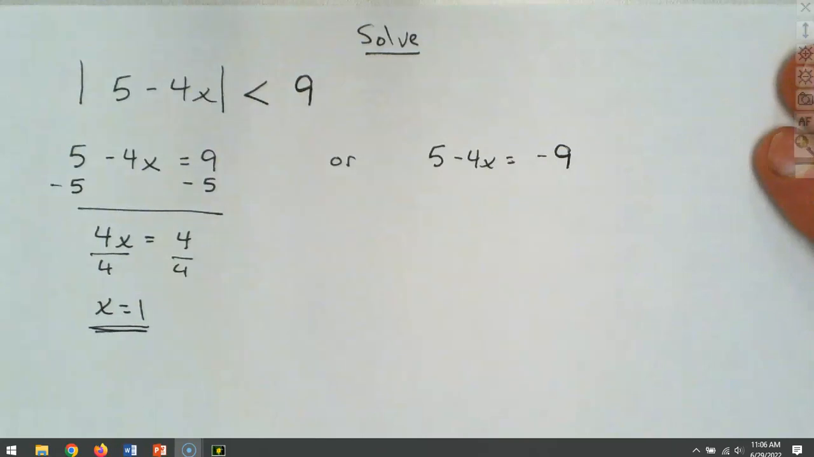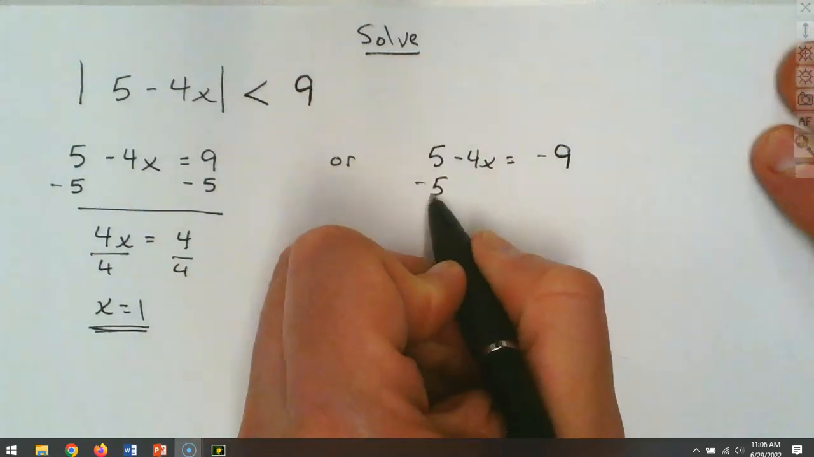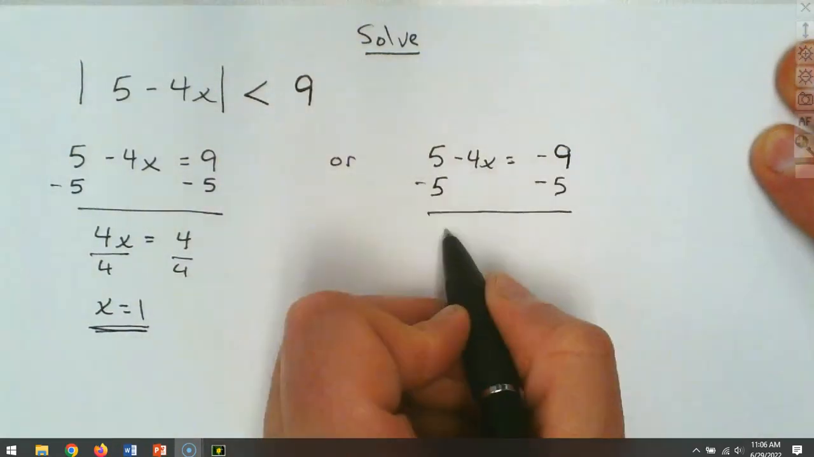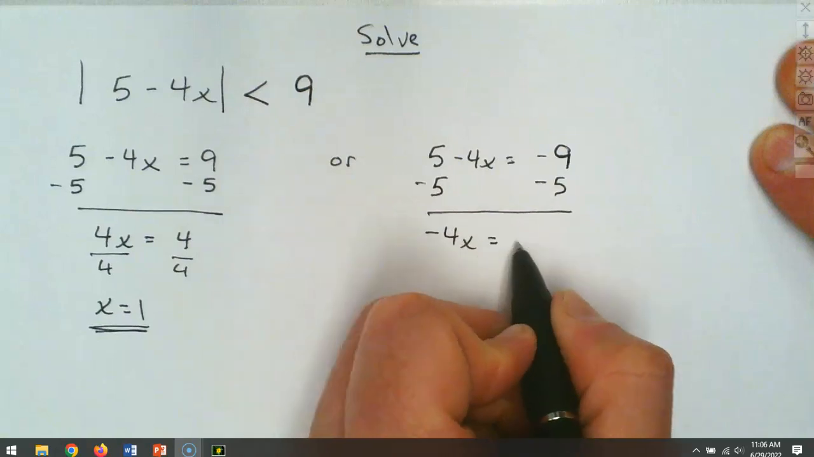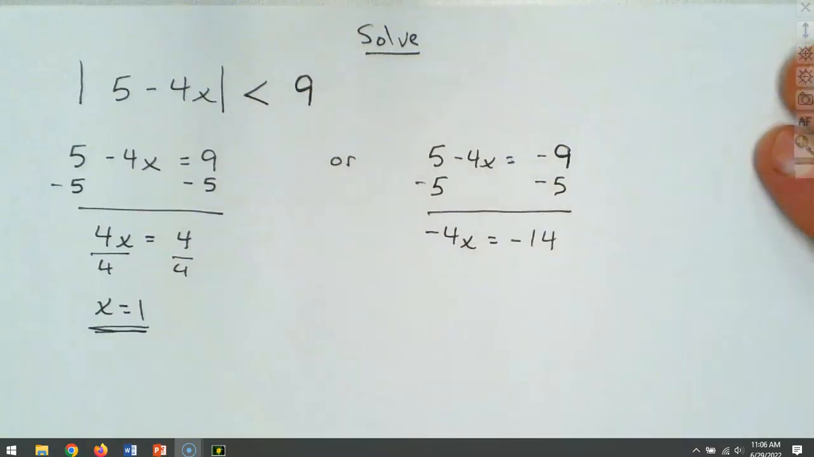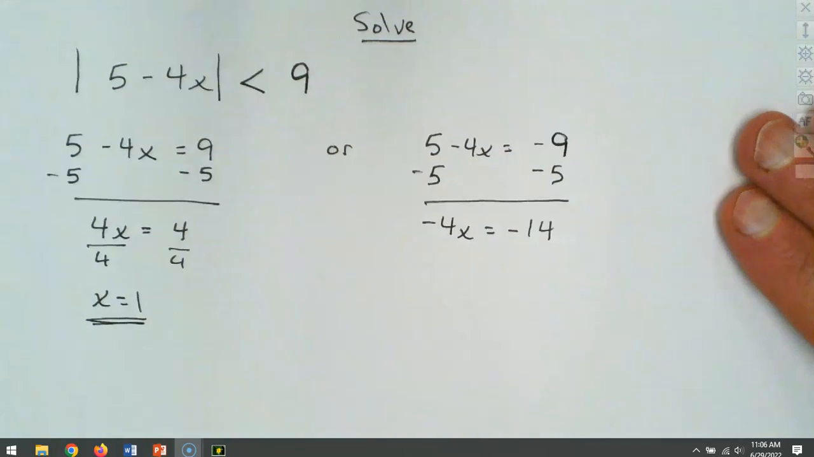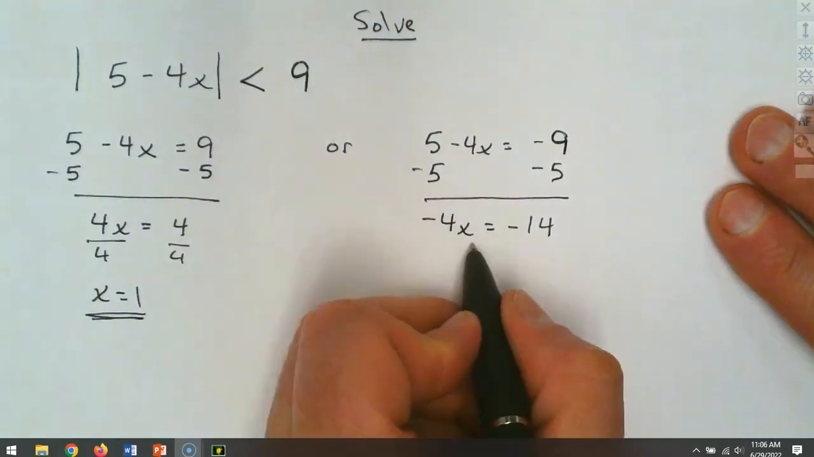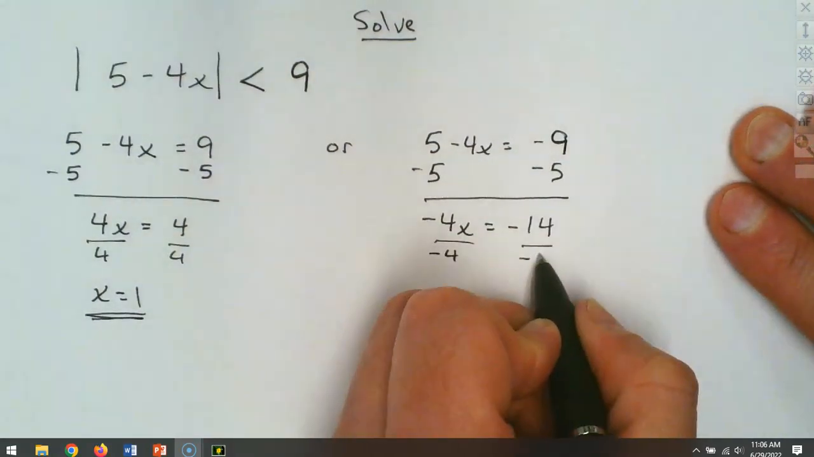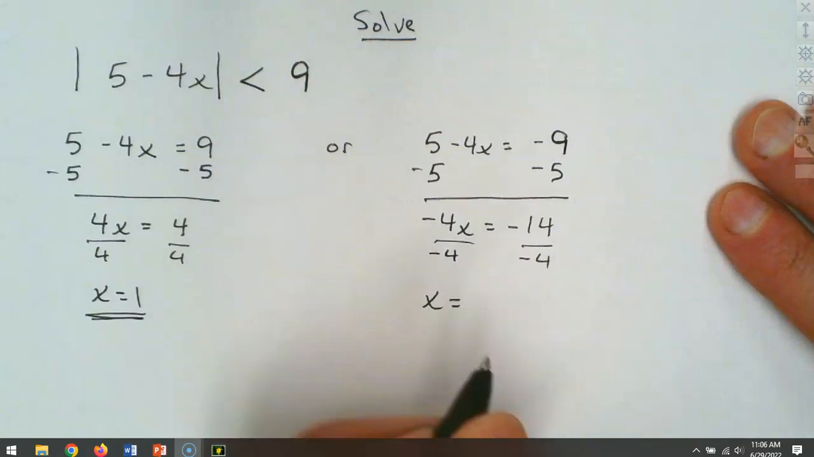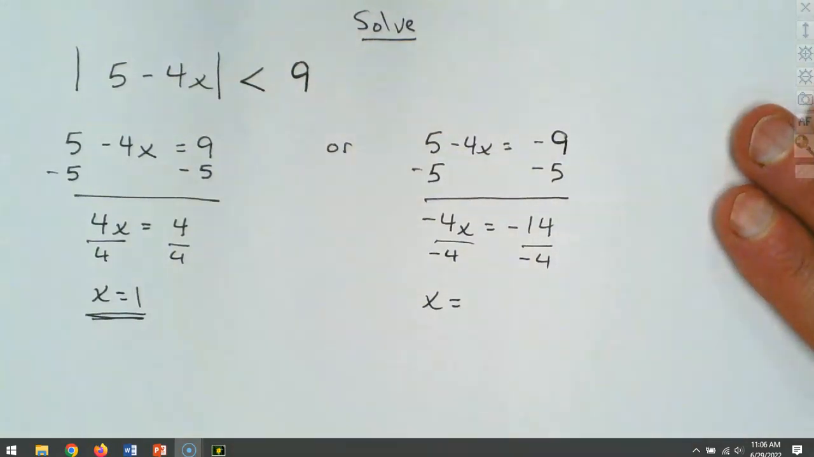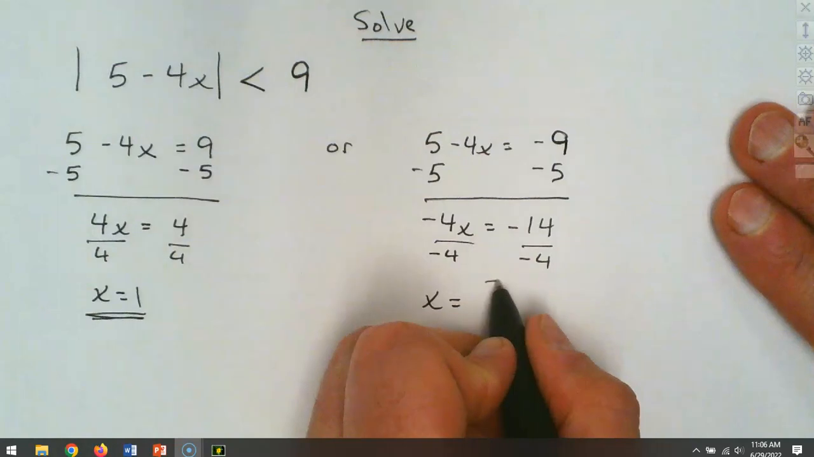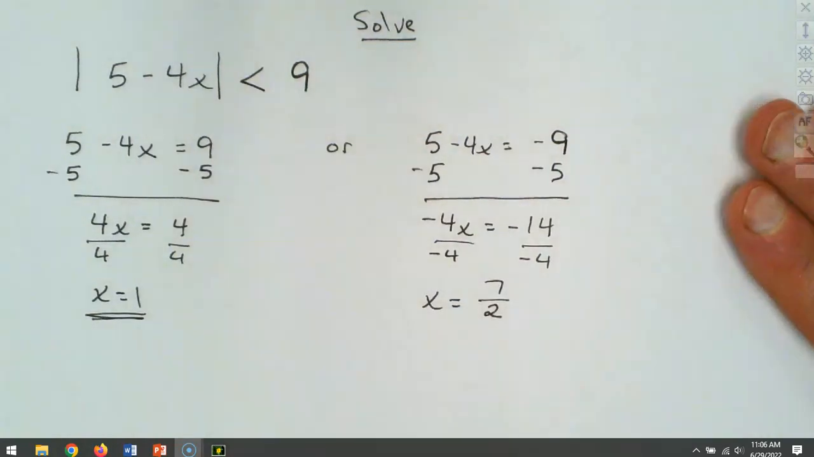Repeat the process on the other equation. So move your 5 over. And that's going to give you minus 4x equals minus 14. Divide by your negative 4 and make sure you reduce. So negative over negative makes it a positive. 14 and 4 both have a 2 in common, so that's 7/2.